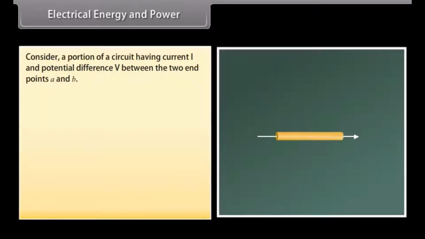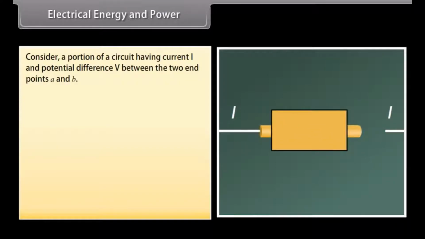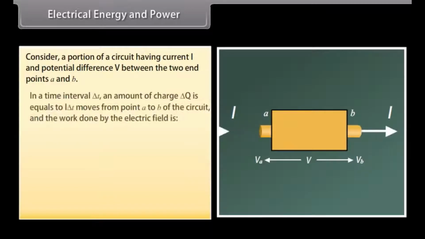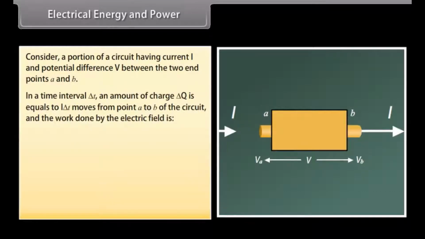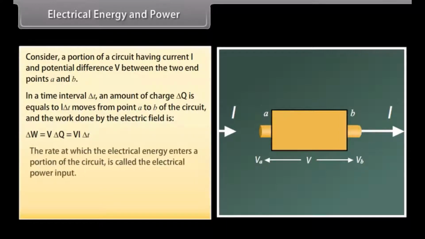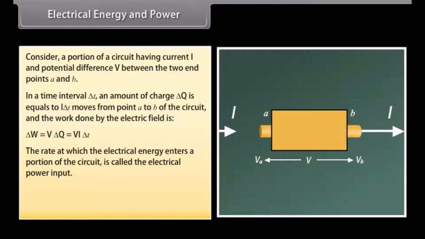Electrical energy and power. Consider a portion of a circuit having current I and potential difference V between the two endpoints A and B. In a time interval delta t, an amount of charge delta q equal to I delta t moves from point A to B of the circuit, and the work done by the electric field is equal to the product of V and delta q, which is equal to V I delta t. The rate at which the electrical energy enters a portion of the circuit is called the electrical power input. P is equal to VI. The SI unit of power is the watt, W.